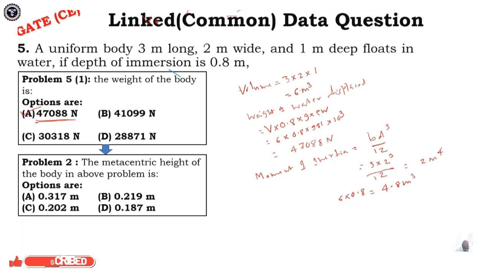Then Bg is equal to I upon V. So Bg is equal to Ag minus Gv. That is equal to 1 upon 2 minus 0.8 upon 2. That is equal to 0.1 meter. And metacentric height.